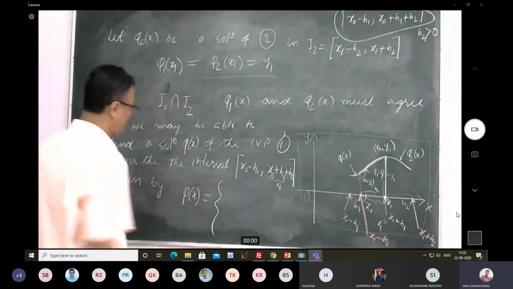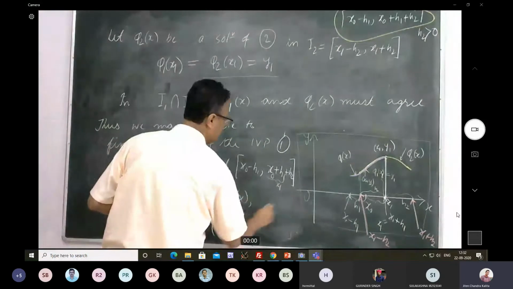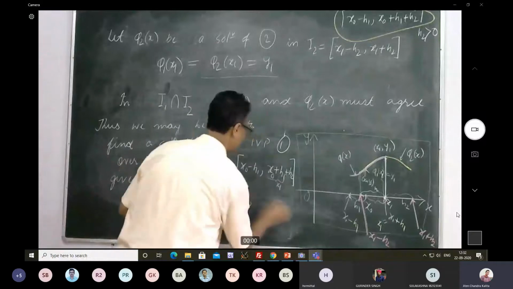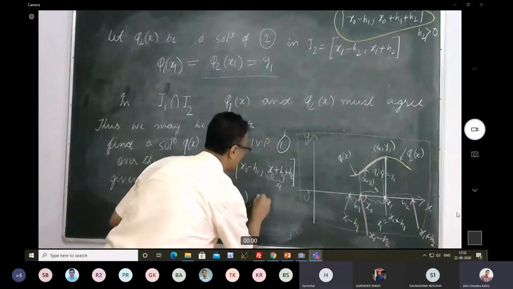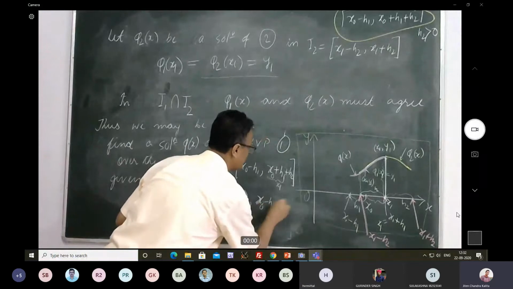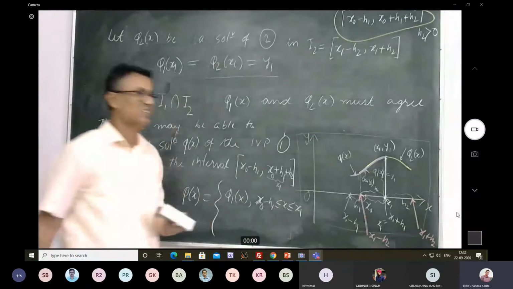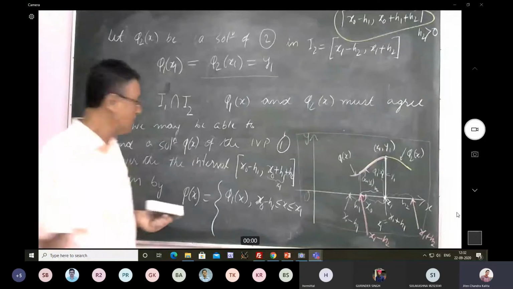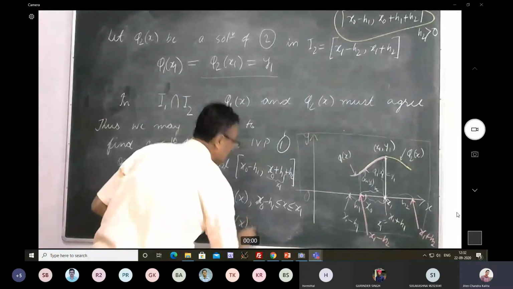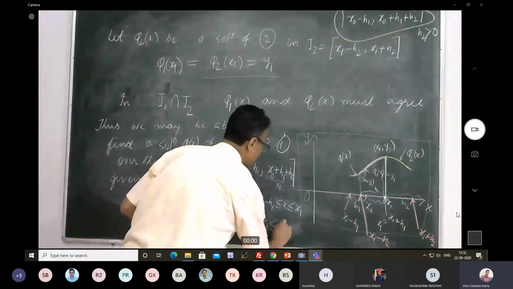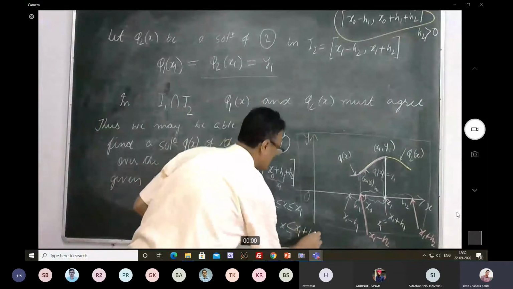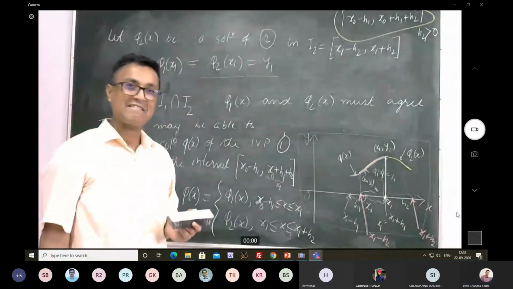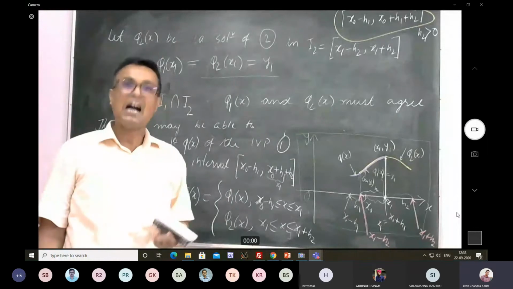I am going to define it piecewise. So phi x is equal to phi 1x when x lies in the interval x0 minus h1 to x0 plus h1. Rather than writing x0 plus h1, I am writing x1. And this is phi 2x when x lies in the next interval, which I can simply call h2. Is it okay? I can have a solution like this.